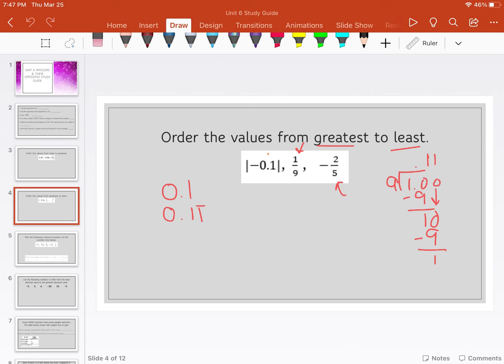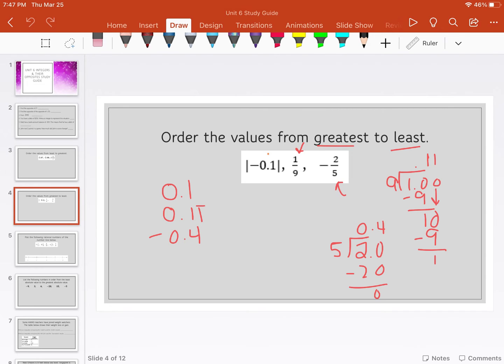And then the last one, we also need to divide here. We need to see how many times 5 can go into 2. 5 can't go into 2, but it can go into 24 times. So that last one is negative 0.4.